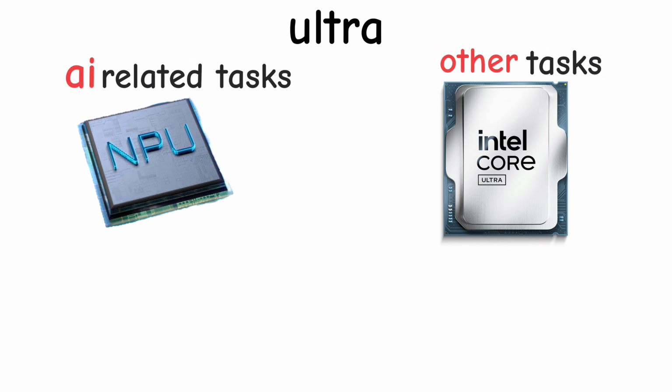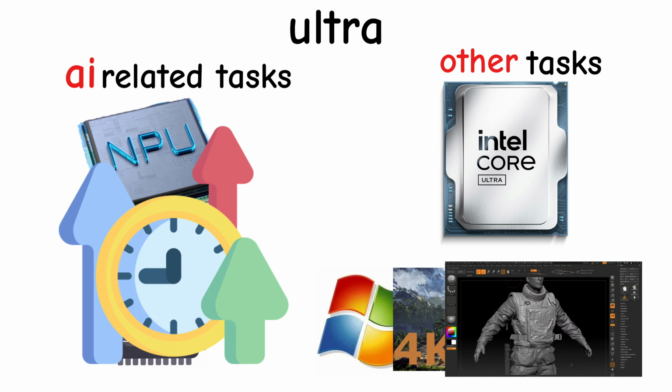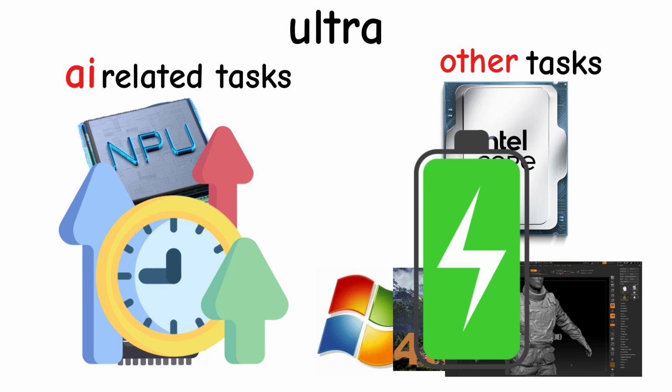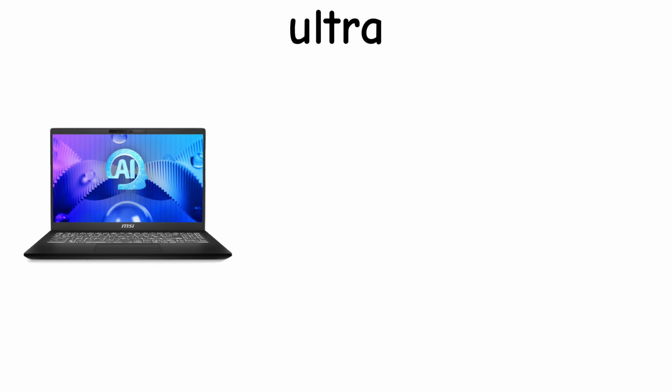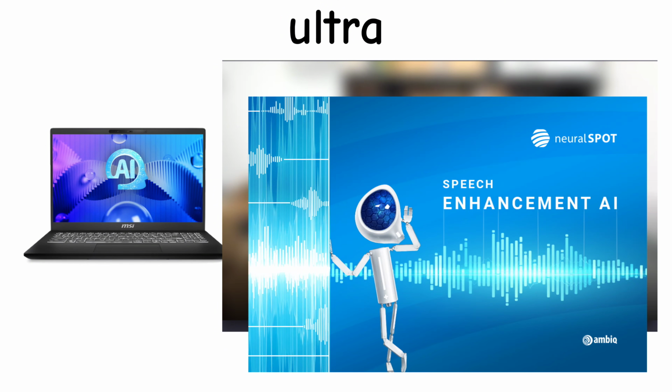Instead of forcing the CPU to process everything, the NPU can handle AI workloads separately. This helps improve efficiency and can also extend battery life in laptops. For example, some laptops use this technology for AI features like background blur during video calls, voice enhancement, and AI image editing tools.